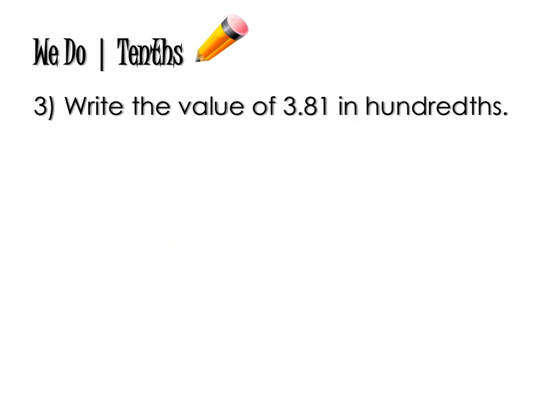Question 3, write the value of 3.81 in hundredths. So this is the opposite of question 1 and 2. So again, hundredth is 2 decimal places. So now instead of moving left, I will move my decimal point to the right. So that will give me 381 hundredths.